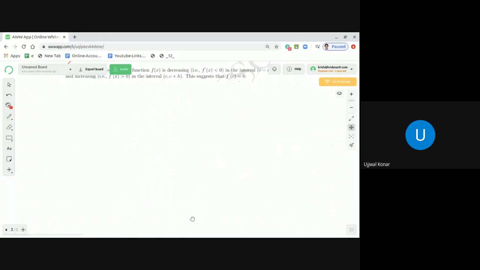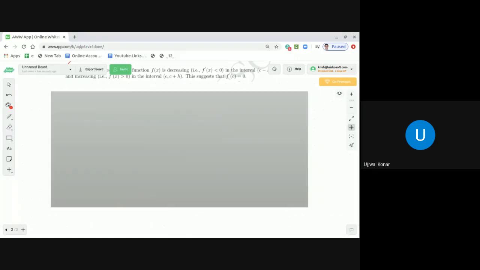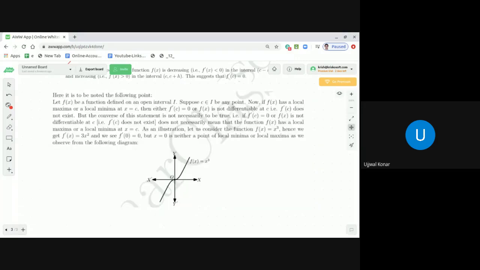Let f(x) be a function defined on an open interval I. Suppose C belongs to I, that means C is an element in that open interval I, be any point. Now if f(x) has a local maxima or local minima at x equal to C, then either f dash C is equal to 0 or f(x) is not differentiable at C. That is, f dash C does not exist. I repeat, dear students, a very important statement.